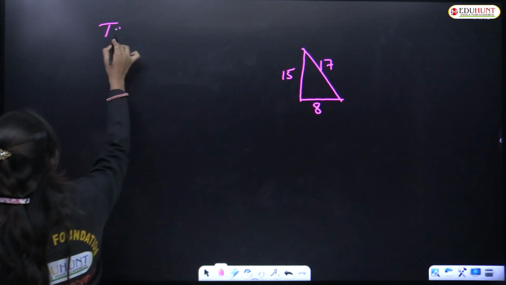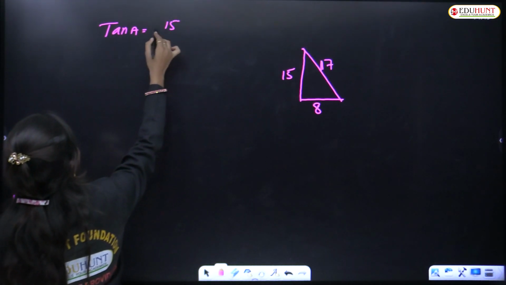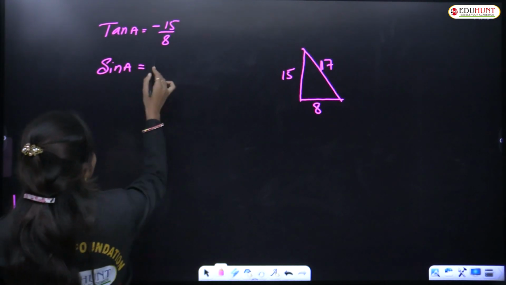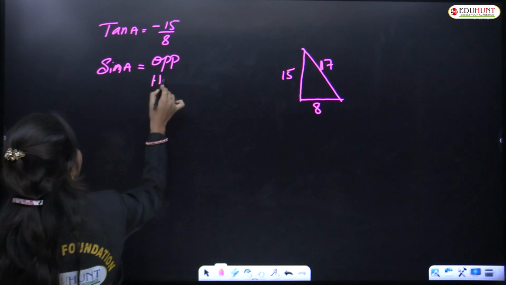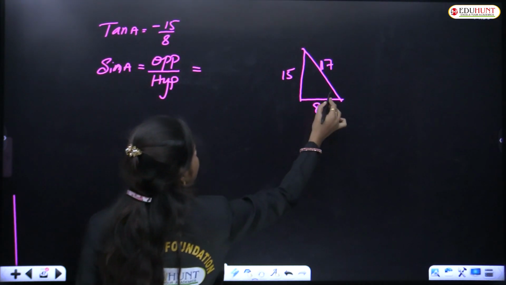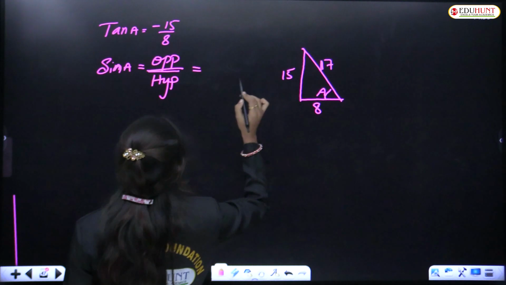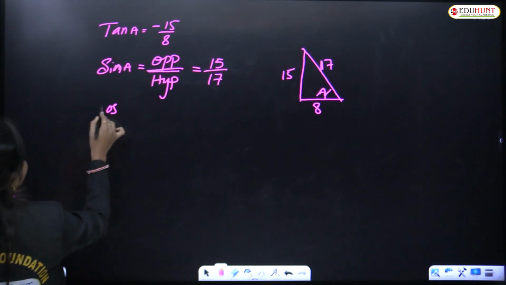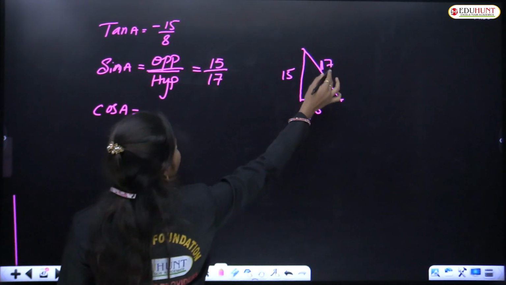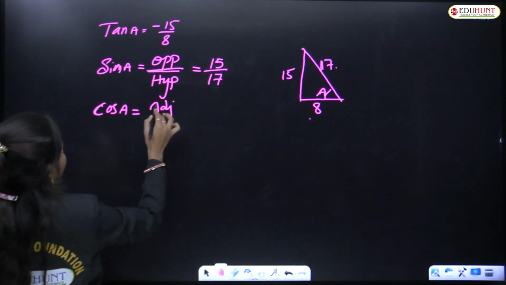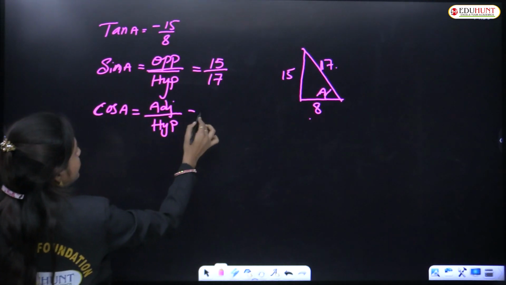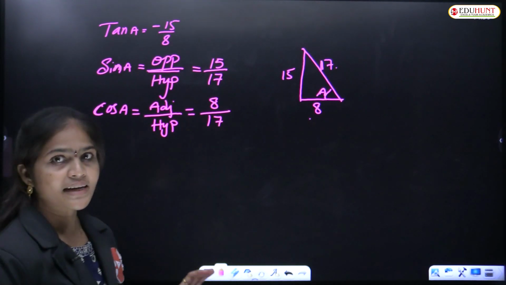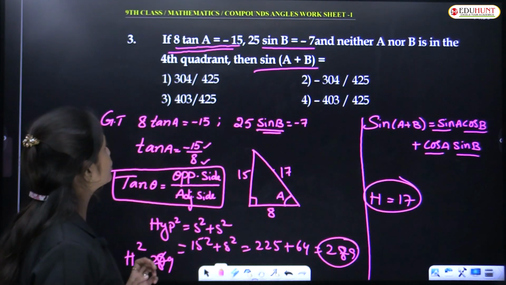Tan A, they already given, is minus 15 by 8. So from this, we have to write sin A. Sin A is equal to opposite by hypotenuse. So the opposite, where the angle is there, is 15 by 17. Next, the cos A value. Cos A is equal to adjacent by hypotenuse. So adjacent is 8 and hypotenuse is 17. But here, one condition is there. What is that condition? First read the question again.